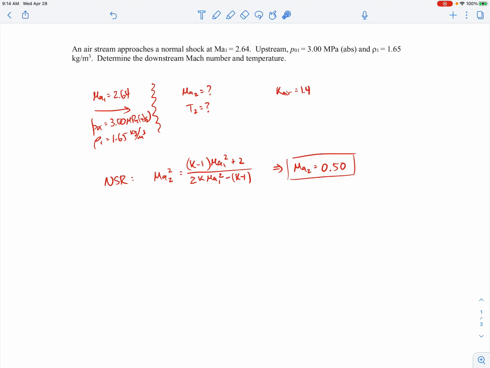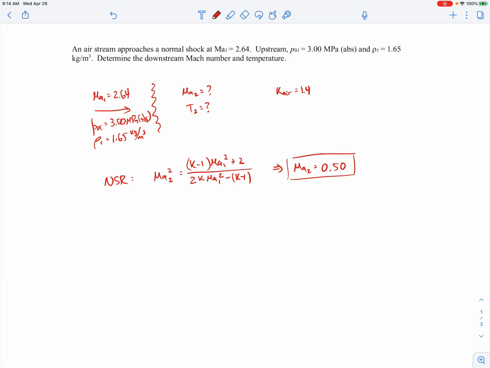Okay, now the next step is to determine the downstream temperature. And there are different ways to do that. The way that I'll use here is we're going to start from the density. We're going to use that density information, the rho 1, to find the stagnation density. And from the stagnation density and the stagnation pressure, we can find the stagnation temperature. And we know that stagnation temperature remains constant across a shock wave. So that'll give me the stagnation temperature downstream. And once we have that stagnation temperature and the Mach number downstream, we can find the static temperature.